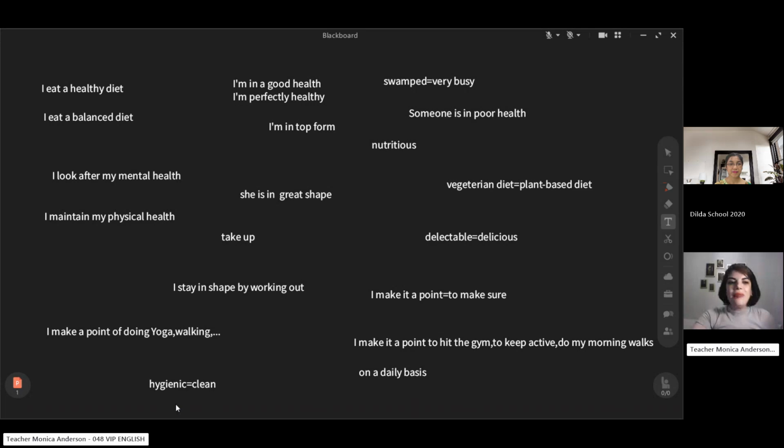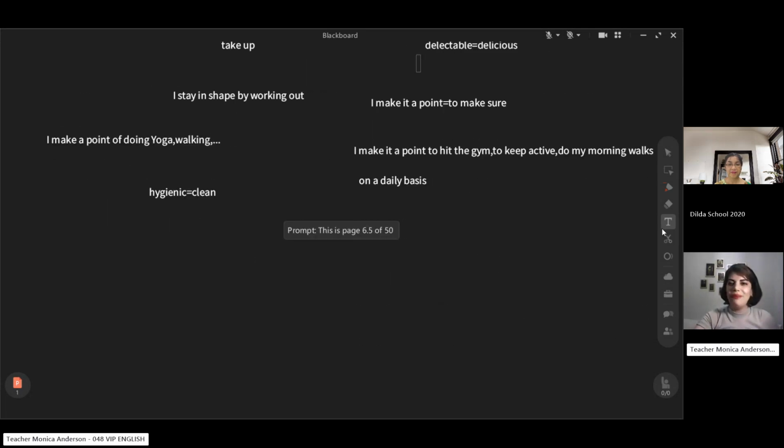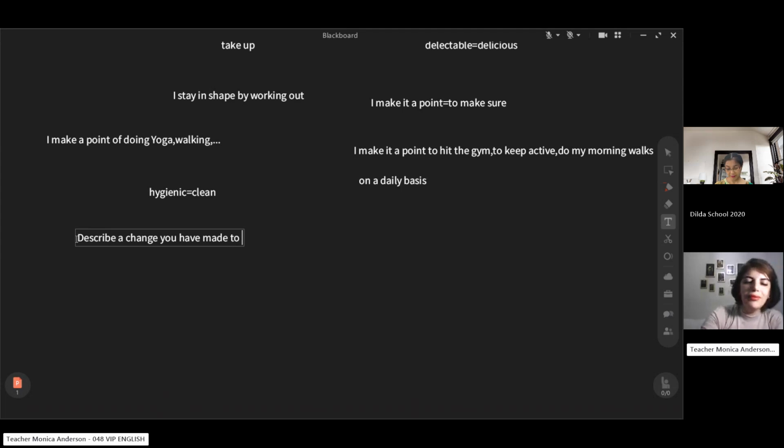Now let me write the cue card on the board, because we're going to discuss this. The cue card, or the task card. Describe a change you have made to improve your health and that you would recommend to others.